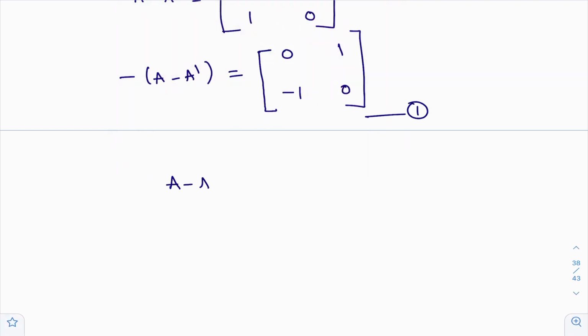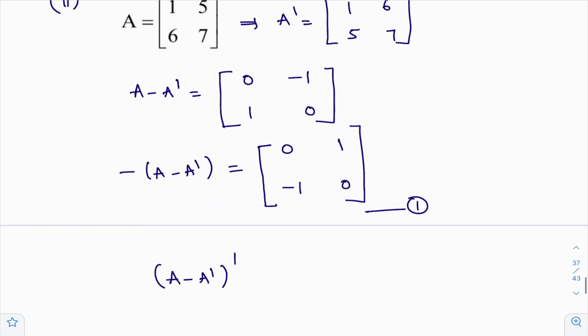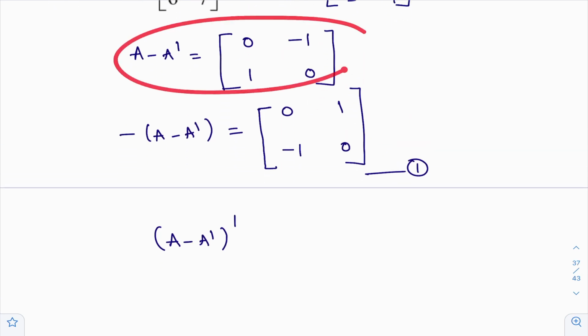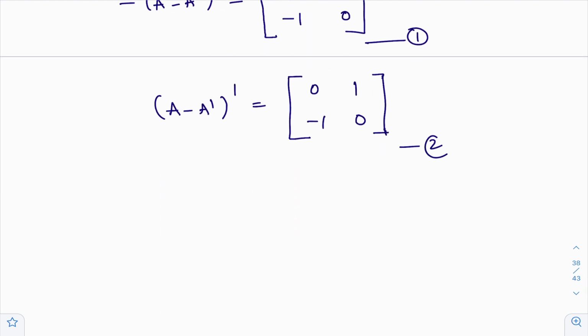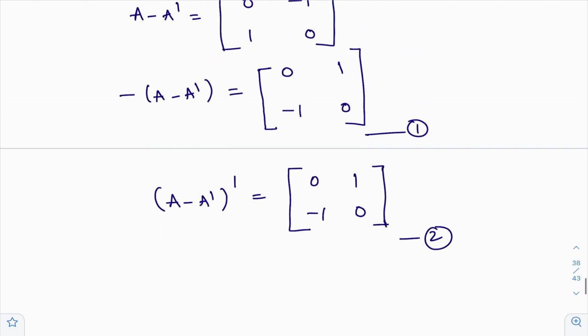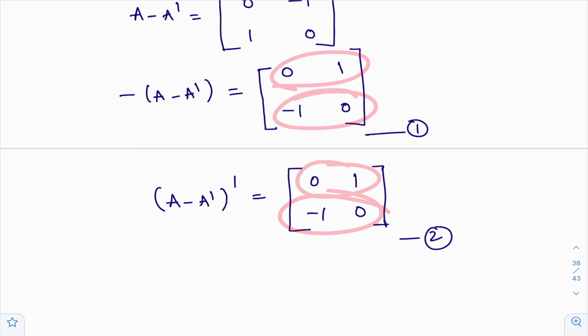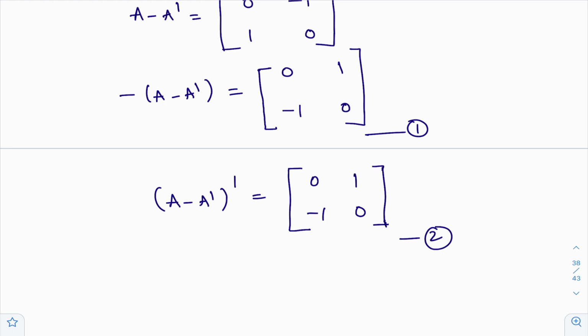Now what I'll do, A minus A dash, whole dash. Here, A minus A dash matrix is there, write its transpose. How to write its transpose? In A minus A dash, first row is there, write it as a first column. Now, second row is there, write it as a second column. We learn in theory how to calculate transpose, all these things, right? This is 2. Now, you observe 1 and 2. This is 0, 1, 0, 1. Minus 1, 0, minus 1, 0. So, what happened from 1 and 2? We can say that these two are equal.